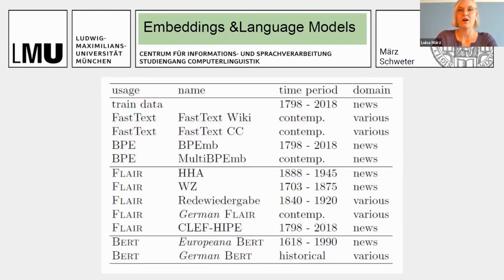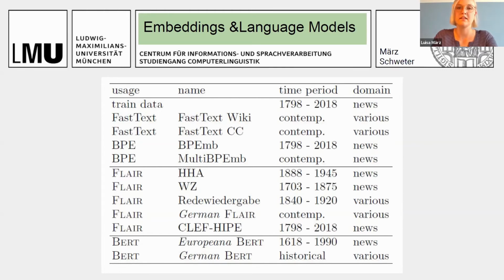This is an overview of the different data resources we have. In the first third, you see the FastText and byte pair encoding embeddings, which have different time periods and domains, which also holds for the FLAIR embeddings and for the BERT embeddings. So we have corpora from different time periods and also from different domains.